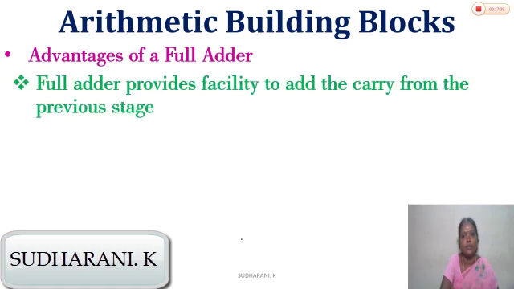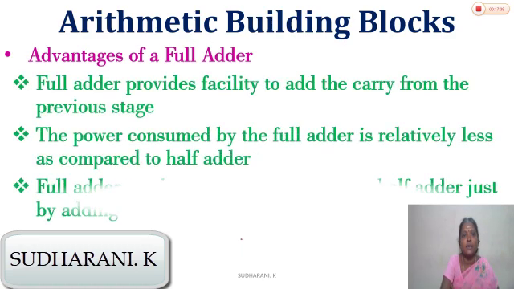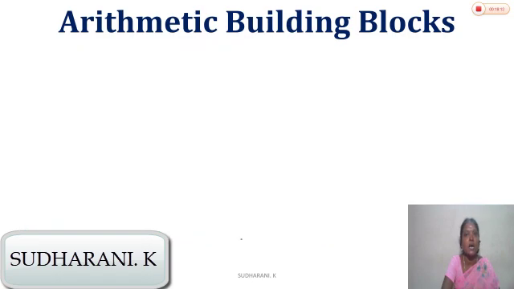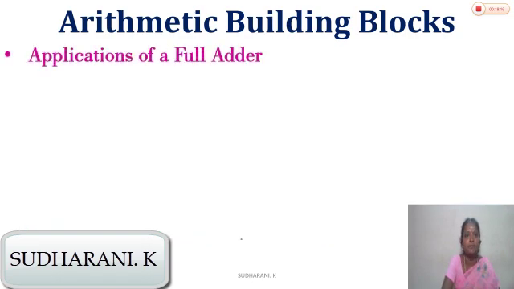Now what are the advantages of a full adder? A full adder provides facility to add the carry from the previous stage. The next advantage is the power consumed by the full adder is relatively low as compared to half adder. A full adder can be easily converted into a half adder just by adding a NOT gate in the circuit. And a full adder performs operations at higher speed.